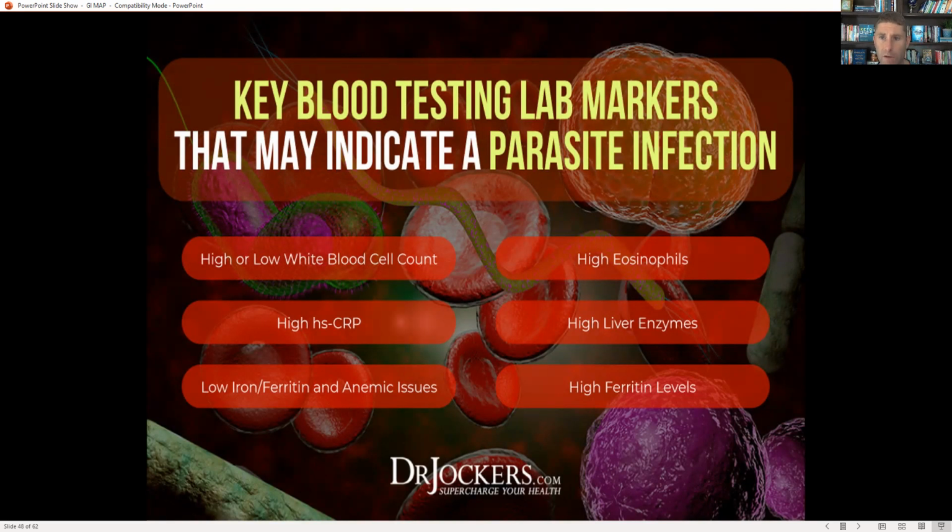Now, key blood testing lab markers that may indicate a parasite infection. So if you're also looking at a blood test, if you have a high or low white blood cell count. So typically in the acute stage of any sort of infection, your white blood cell count goes up, but over time it goes down, right? If the infection stays and becomes chronic, it will go down.